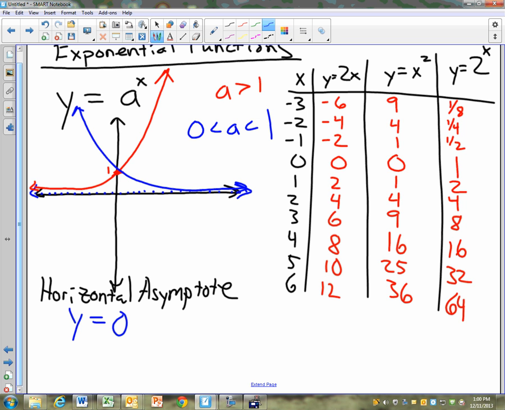Now, I need you to keep this in your brain. The last thing I need you to keep in your brain. Do those graphs look similar? They're just reflected over the y-axis. That's a horizontal reflection. Okay? They are a horizontal reflection of each other. Flip it over. Let's go through some problems.